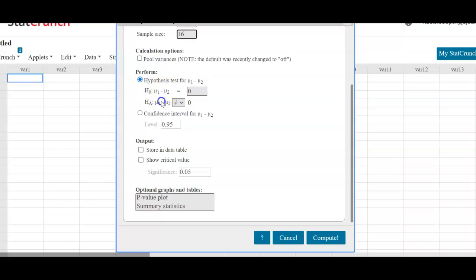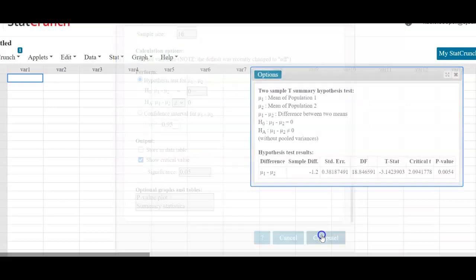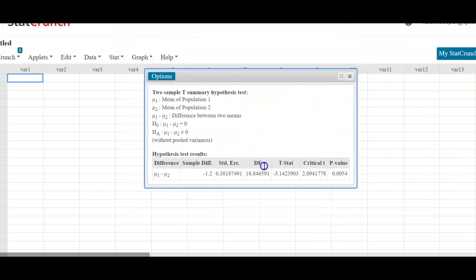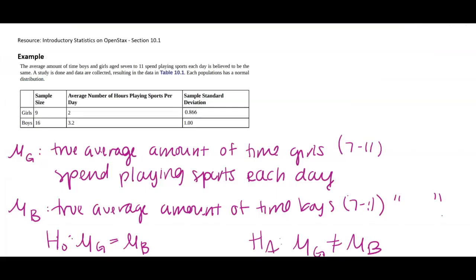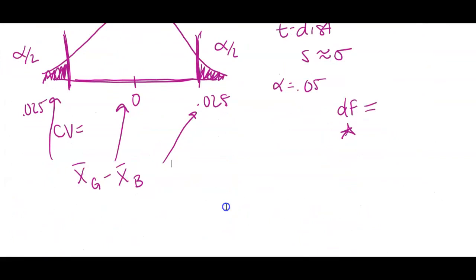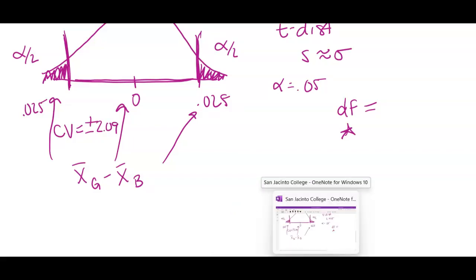That's okay. I do want to run this hypothesis test, show that critical value, and it will calculate degrees of freedom and give me that critical value, excuse me. Okay, so see here, see how our degrees of freedom aren't perfect. It uses a really complicated formula in order to find the degrees of freedom. Our critical value is plus or minus 2.09, and it looks like our degrees of freedom were approximately 18.